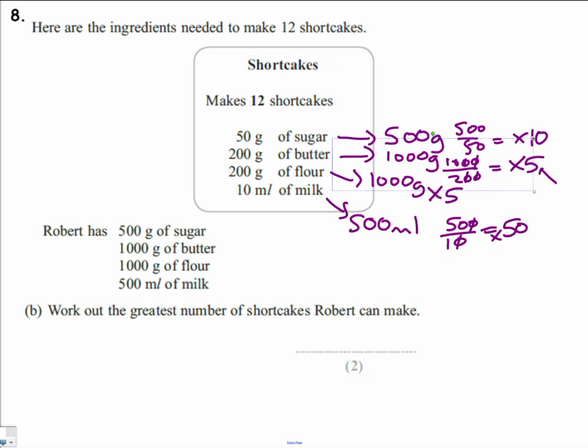So the smallest scale factor we have for our ingredients, in other words, the thing that is restricting what we can make, is the butter and the flour with their scale factor of 5. So if the scale factor of 5 is the smallest that we can cope with, 12 times 5 means we can make 60 shortcakes. So put in 60 on your answer line for 2 marks.